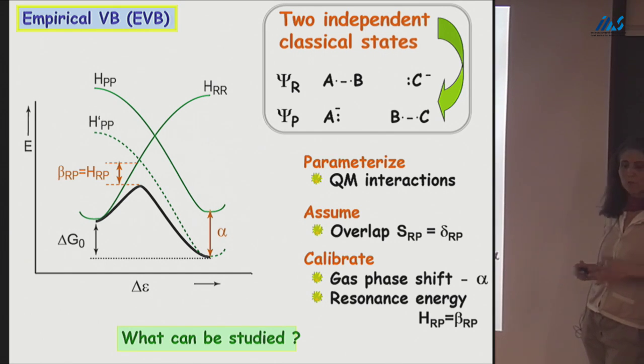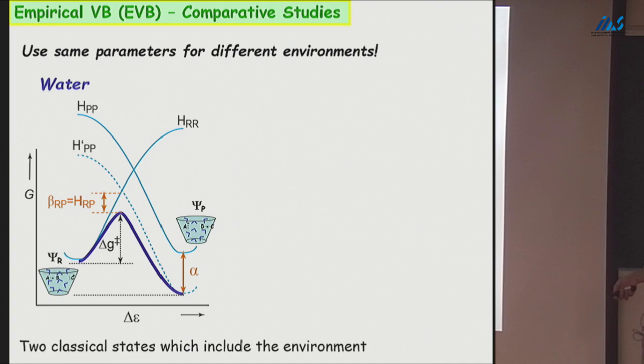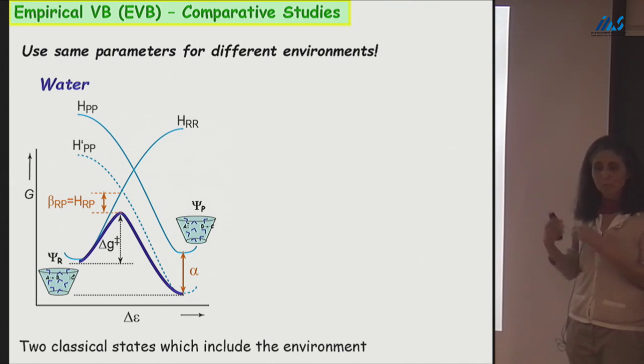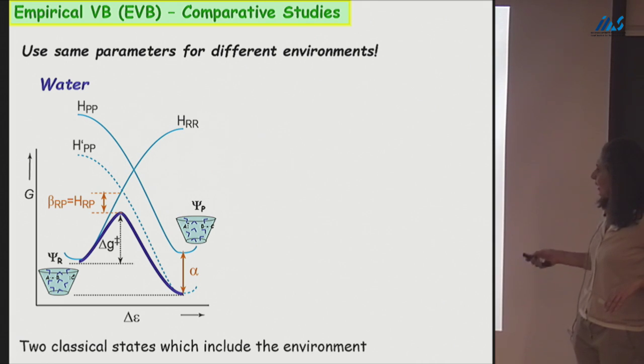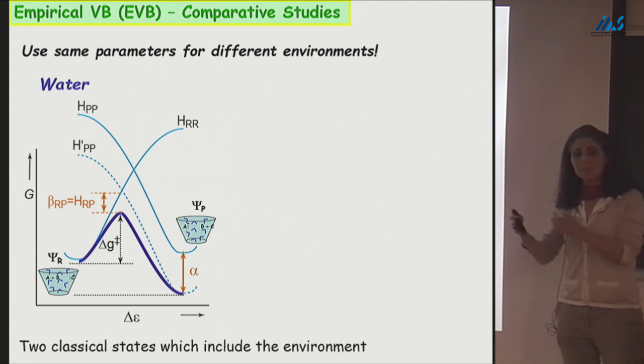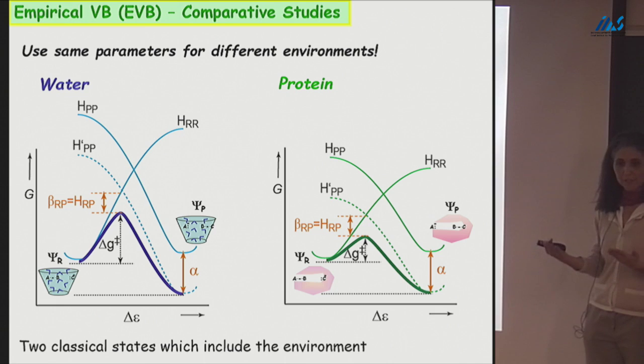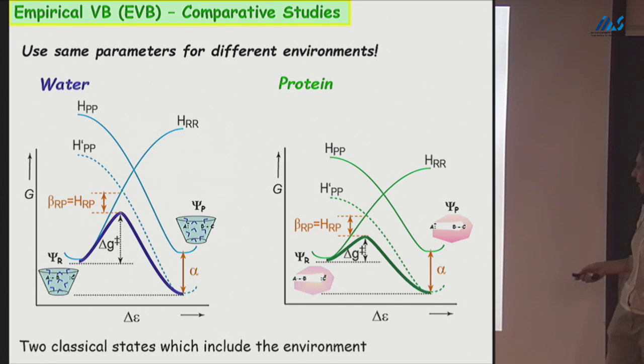But just a minute. So far, we've done parameterization, we've done calibration. So, of course, we got a nice profile, but what can I learn from it, right? It has no value because everything is based on calibration. So no, the idea is that these parameters are intrinsic to the reaction and they don't change with different environments. So we can parameterize and calibrate the system, for example, in solution, and then use the same parameters and move to the protein. Now we move to the protein, we use the same resonance energy, we use the same gas phase shift, however, because it's a different environment and the interactions are different, we will get a different profile, and now we can actually study that profile.